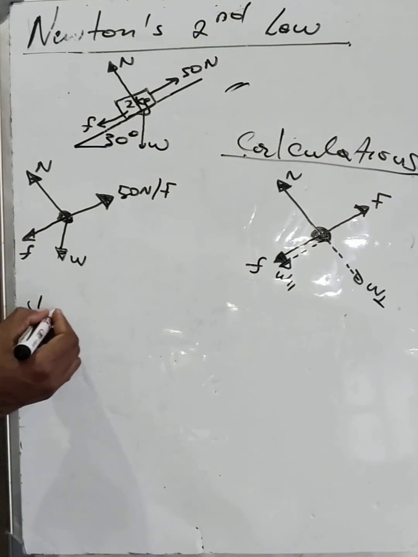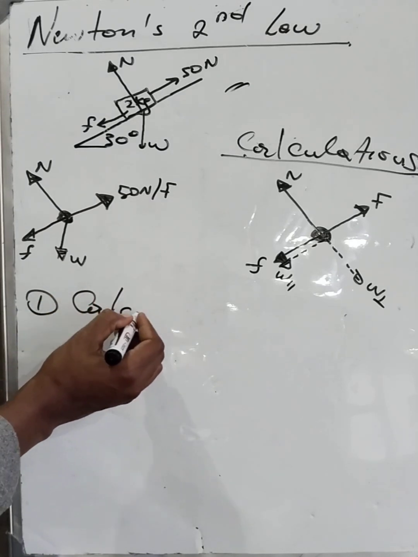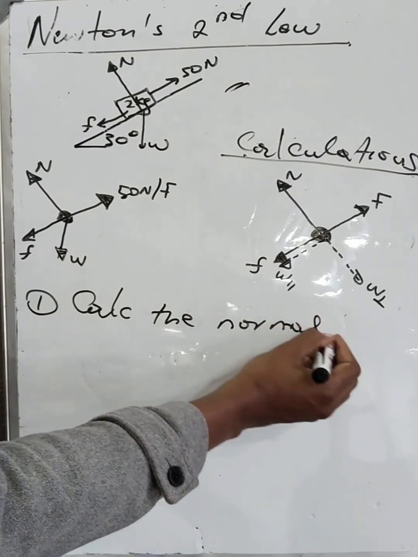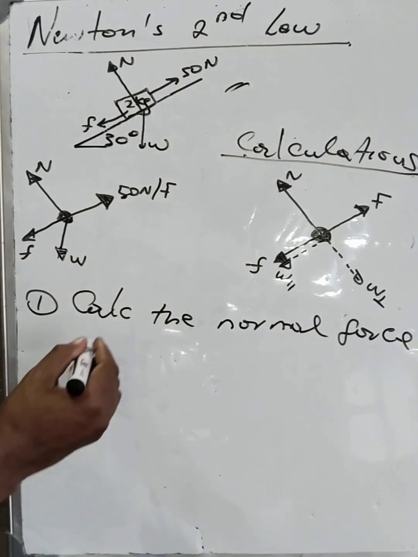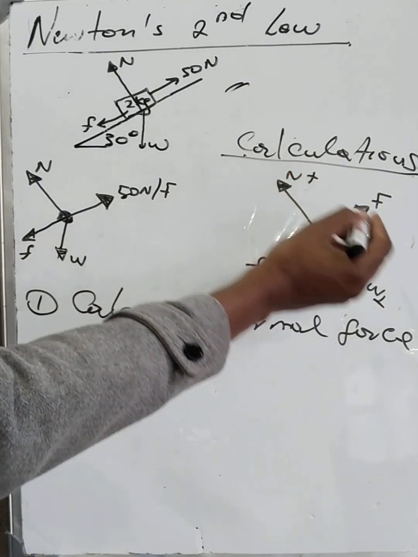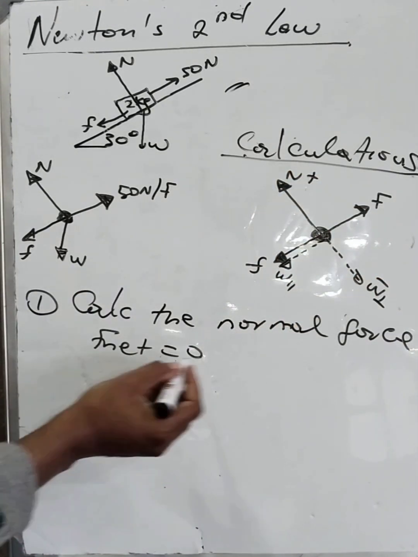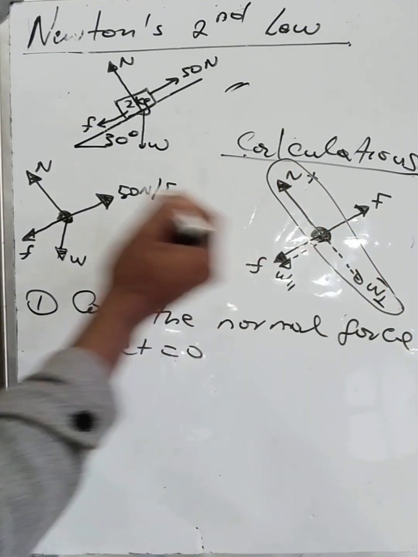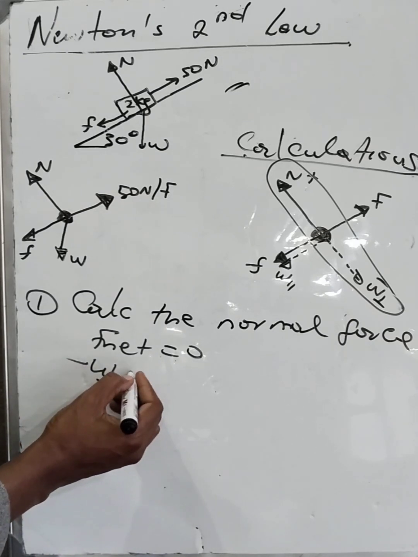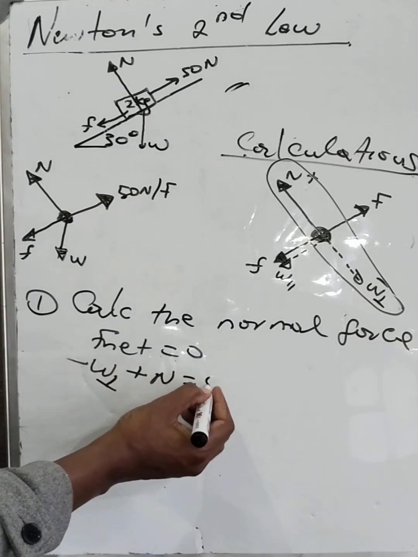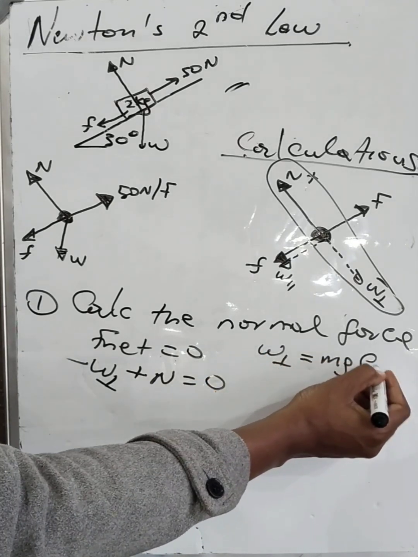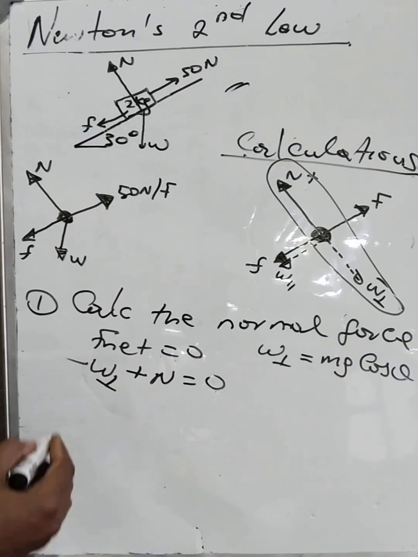So the question can say calculate the normal force. But we know that F net is equal to 0 for normal force. This must be positive up, this must be negative. So weight perpendicular is negative, plus the normal force is equal to 0. Weight perpendicular is always equal to mg cos theta. Then you get the normal force.